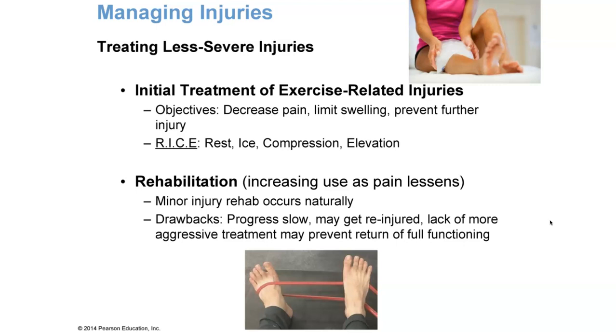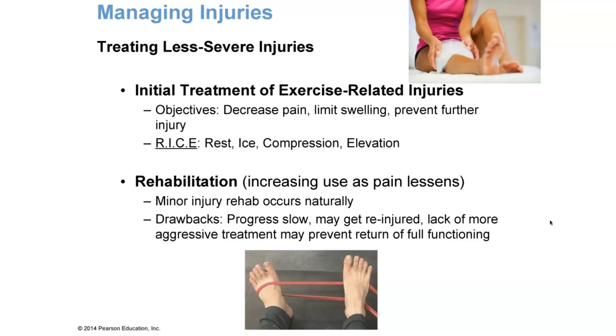First thing, you want to decrease pain. You never want to try and increase pain to an injured site. You want to try and limit swelling, and then you also want to prevent further injury. We have this acronym called RICE, which stands for Rest, Ice, Compression, and Elevation.